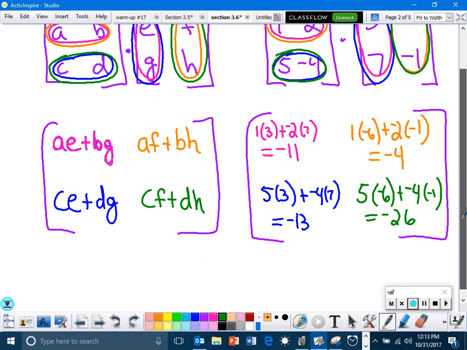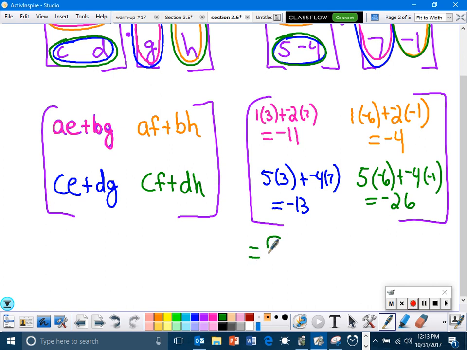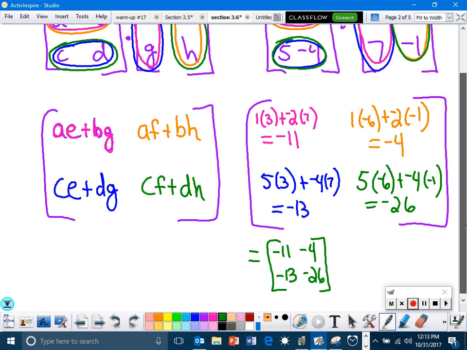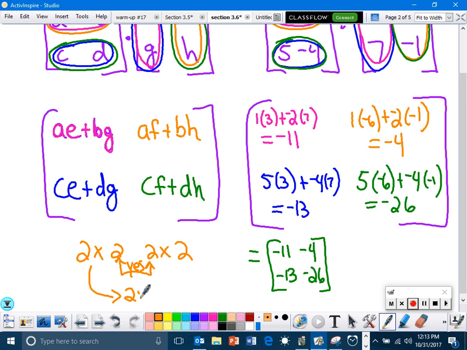Now, normally we don't show all of that work, so we will just write our answers. So we have a -11, a -4, a -13, and a -26. And that's what we should end up with when we multiply those two matrices together. And just, again, it's a 2 by 2 and a 2 by 2, they match. So we were able to multiply them together, and the new matrix will be a 2 by 2. All right, let's keep going.